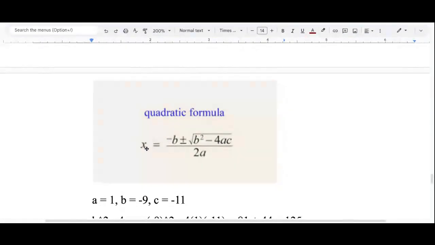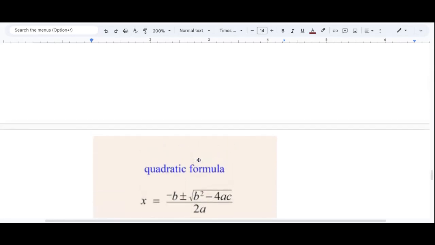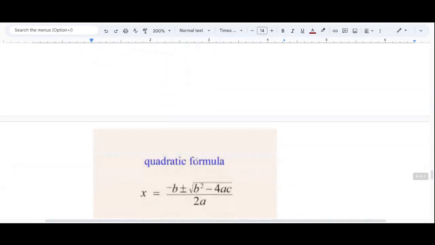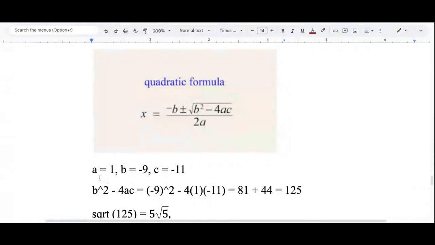Quadratic formula is x equals negative b plus minus square root b squared minus 4ac divided by 2a. So what is a here? A is the number before x squared, which is 1. B is the number before x, which is negative 9. C is the constant term, negative 11. Right? A equals 1, B equals negative 9, C equals negative 11.